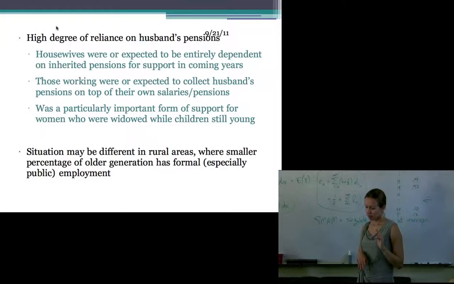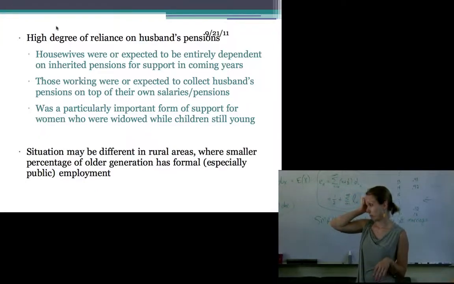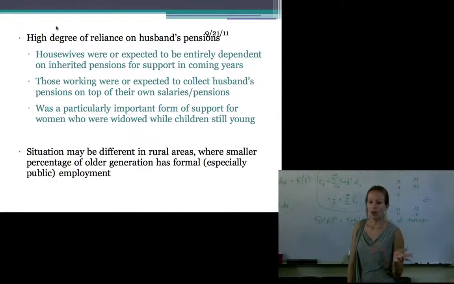The ones who were working, a lot of the women, either were already collecting their husband's pensions while they were working, or they were expecting to collect their husband's pensions if he passed away before them. And then among widows in both categories, this was a particularly important form of support. This is basically how they were providing for their kids.